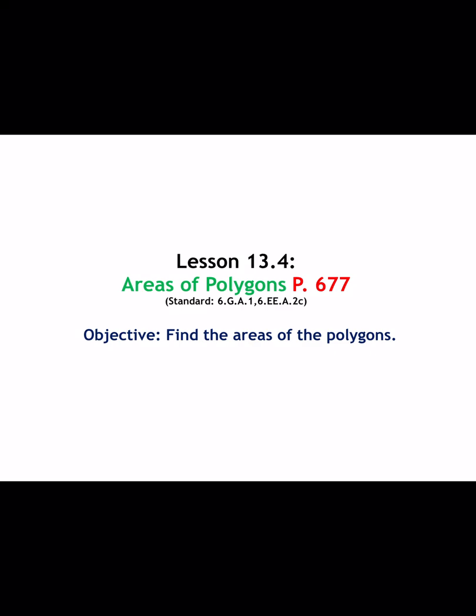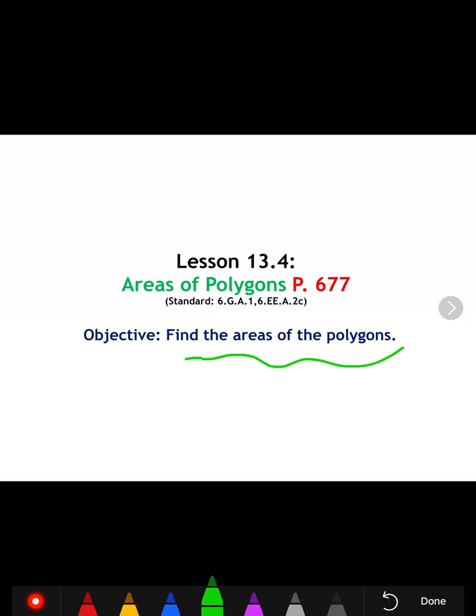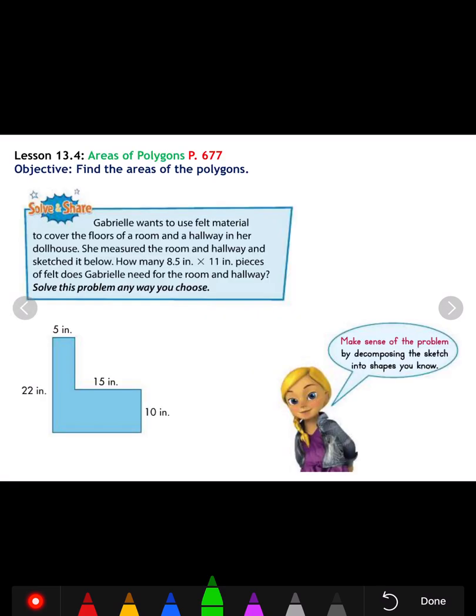In this video, I'm going to talk about lesson 13.4 in grade 6, areas of polygons, page 677. Our objective today is to find the areas of polygons. But how? By decomposing the figure or the polygon into shapes whose areas we can easily find using formulas. So this is the main concept of the lesson. I will show you some examples.